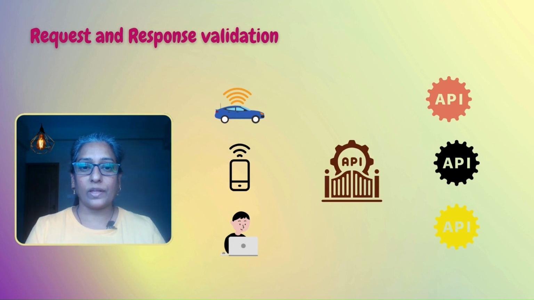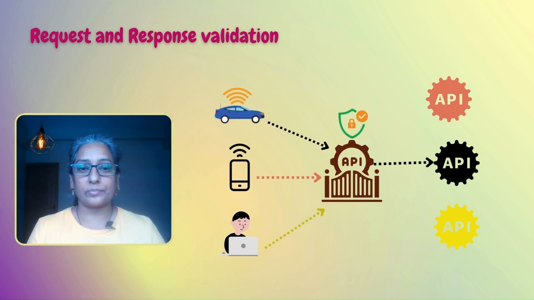The API gateway validates the microservice requests and responses and ensures they conform to the expected format and structure. This helps prevent errors and ensures proper functioning of the microservice.